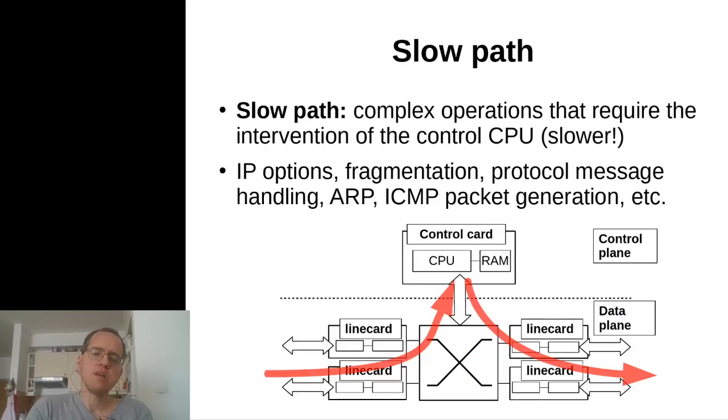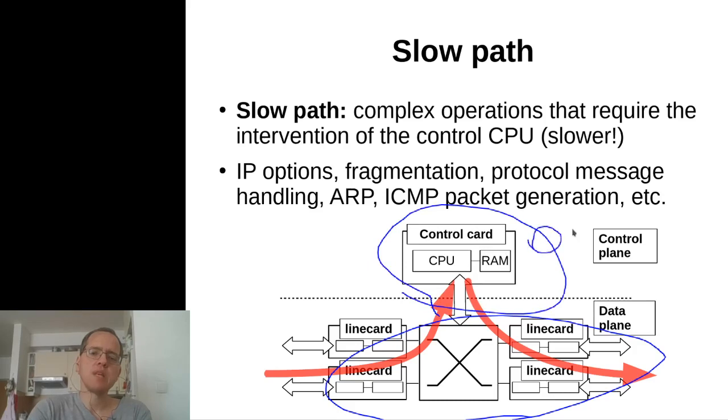In contrast, we also have slow path processing in IP routers. This means that we don't have enough information and we don't have enough intelligence or processing capability implemented in the data plane of our routers to be able to forward or process an IP packet. We need to invoke the control CPU and the general purpose operating system and the IP protocol stack of our operating system to process the packet, and that way we need to reach out to the control CPU.